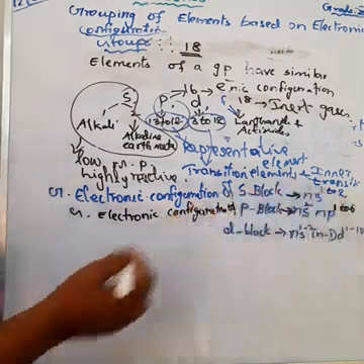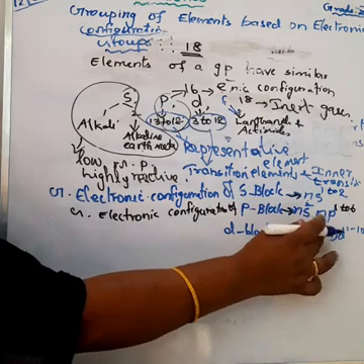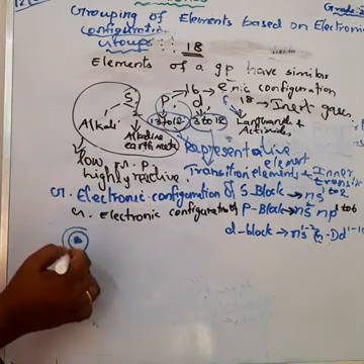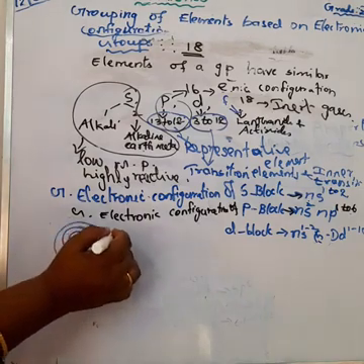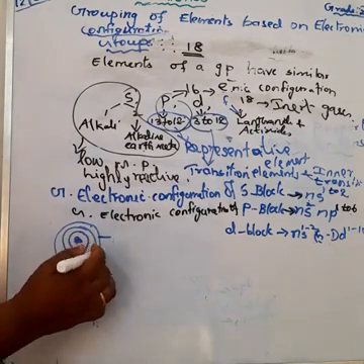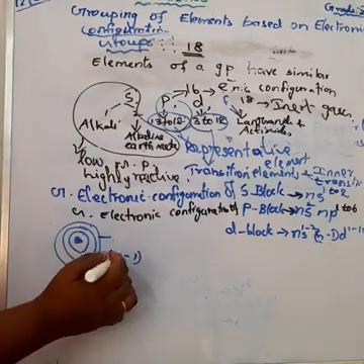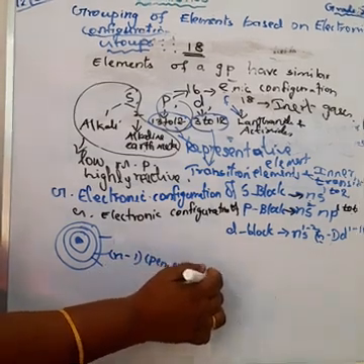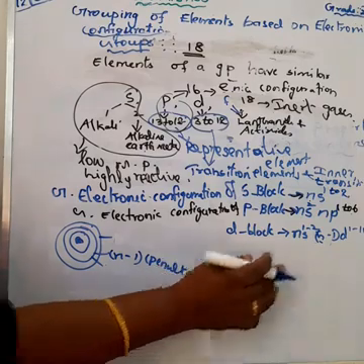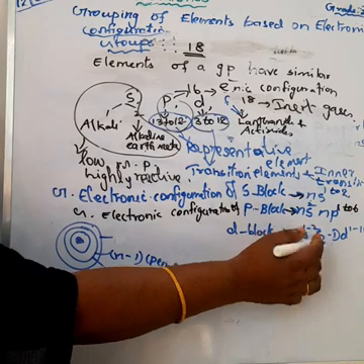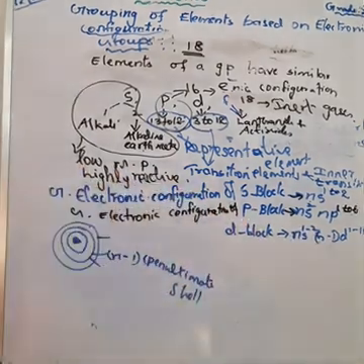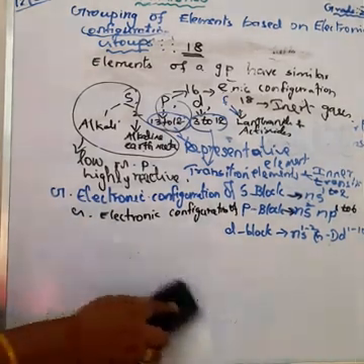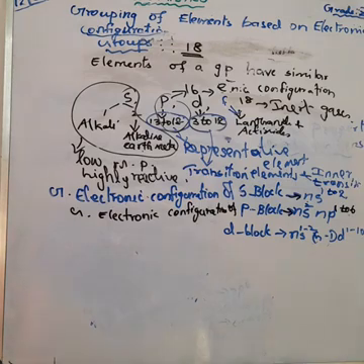n means the number of shells, and n-1 means the penultimate shell. For example, here this is the nucleus, these are the shells, this is the final outermost shell, and this is the n-1 shell, that is the penultimate shell. The shell before the outermost shell we call the penultimate shell. So it is mentioned here as n-1. The general electronic configuration for the transition elements or d block elements is ns1 to 2 and (n-1)d1 to 10.